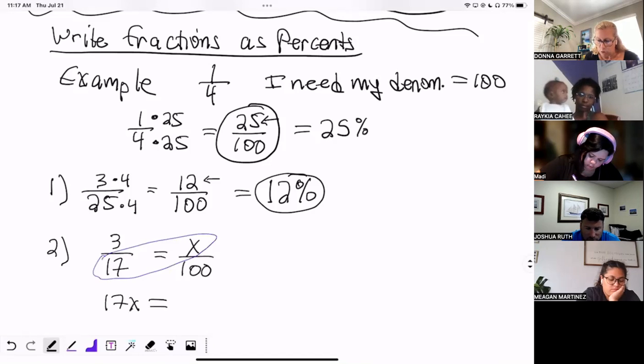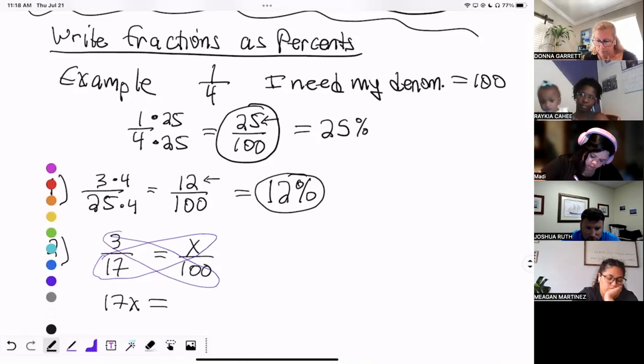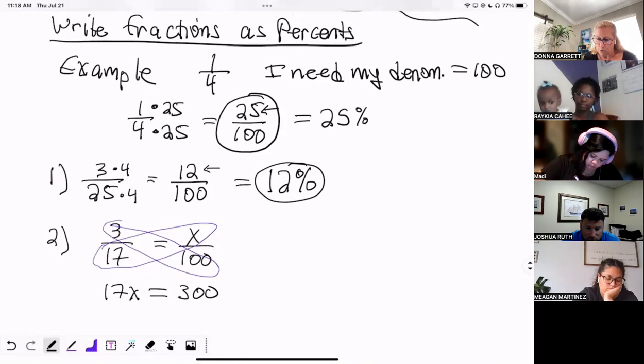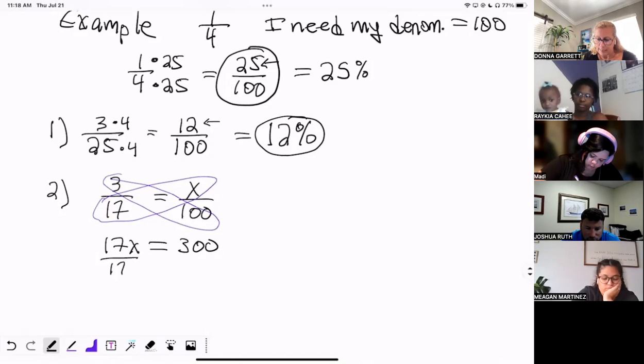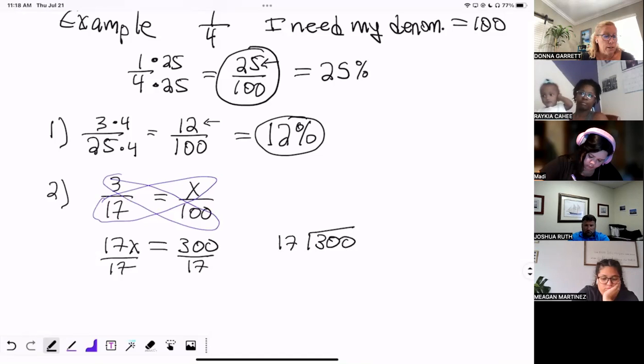Okay, so 17x is equal to 300. Divide by 17 to get x by itself. And then I'm going to divide 300 by 17. It goes on for a little while. So we're going to round this one, and it will tell you in a problem if it goes on. We're going to round it to the nearest tenth.